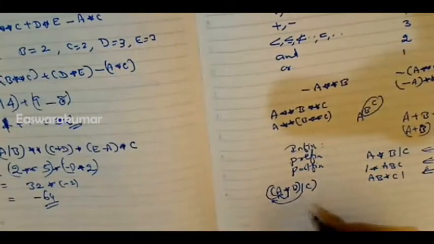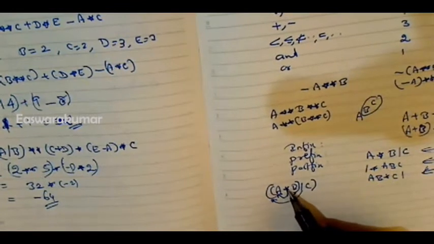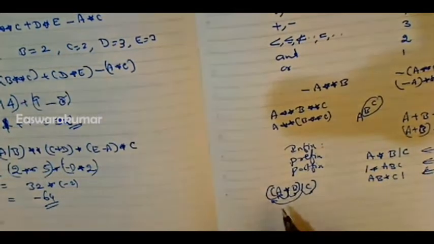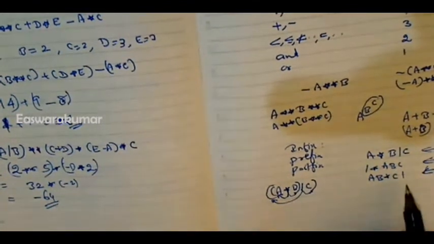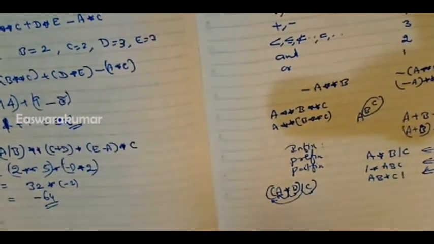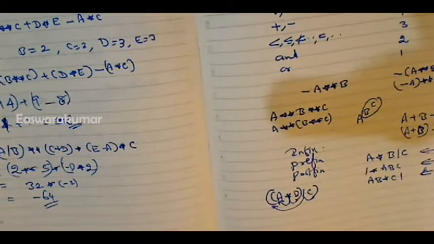Now in the postfix, what happens is you have to move this star to the corresponding right parenthesis. So it will come here and this will come here, right? So what do we get? AB star C slash. So that's the way we have written it. So this is the postfix. This is the way we can manually convert into prefix or postfix.